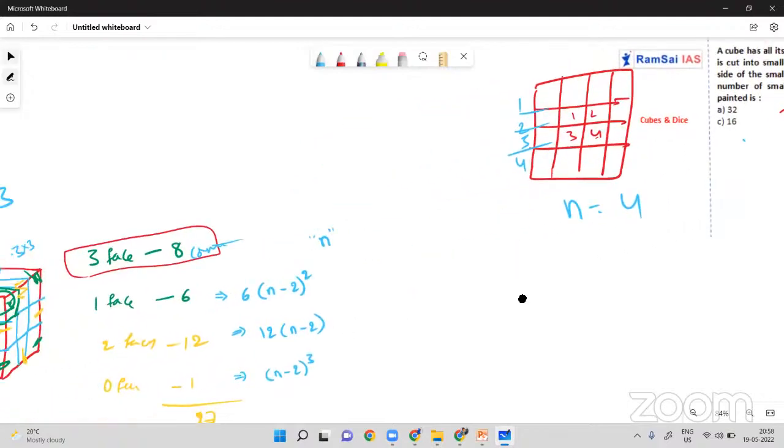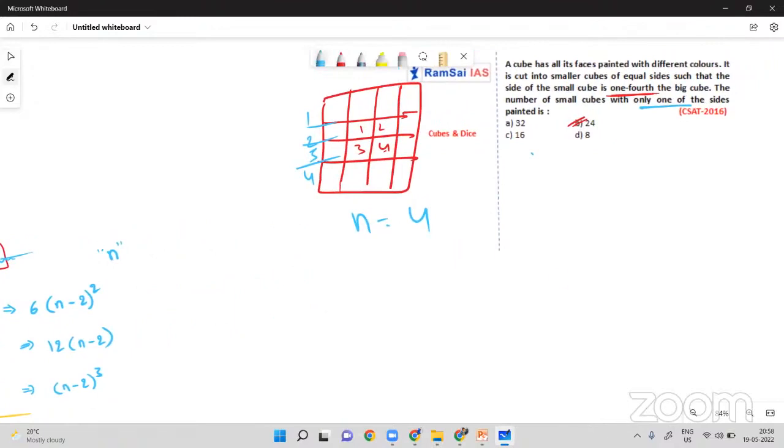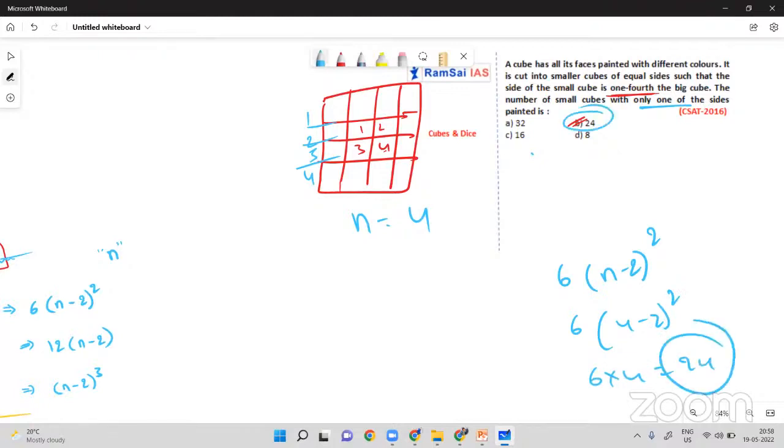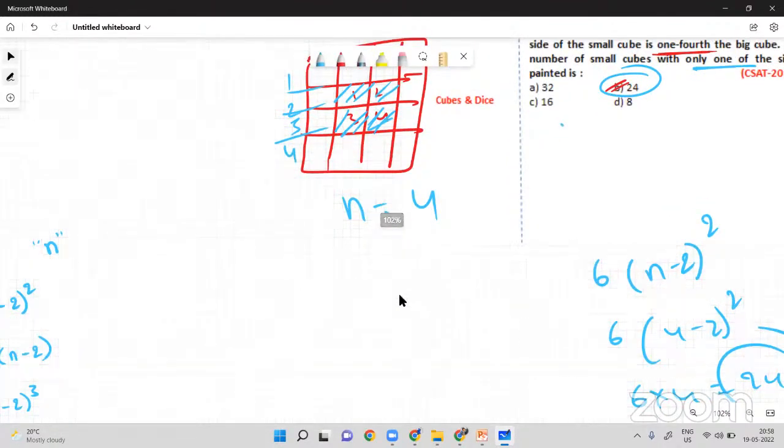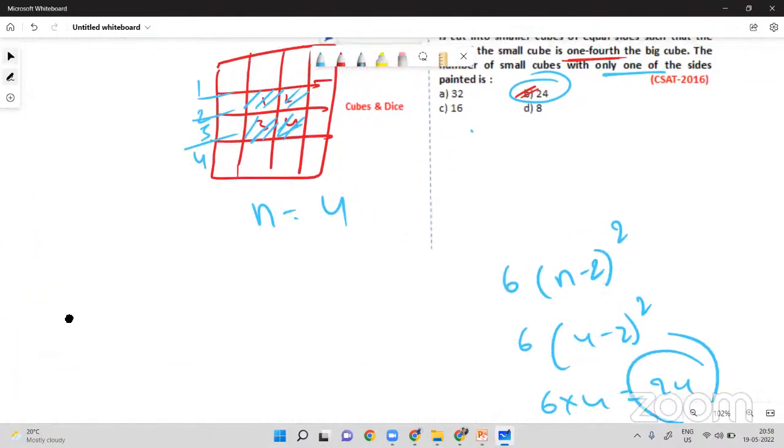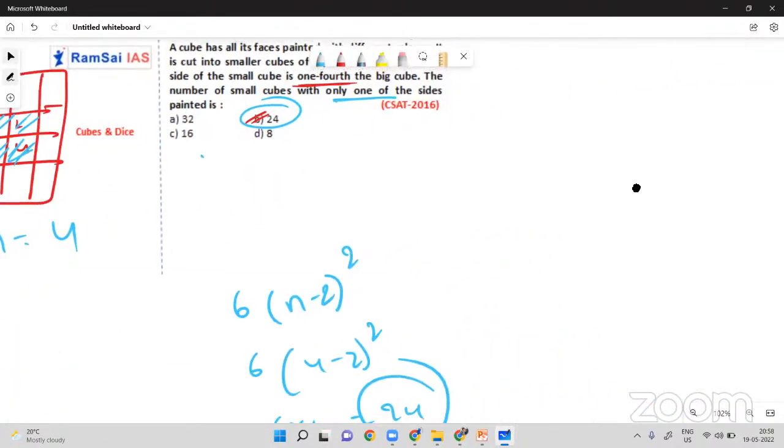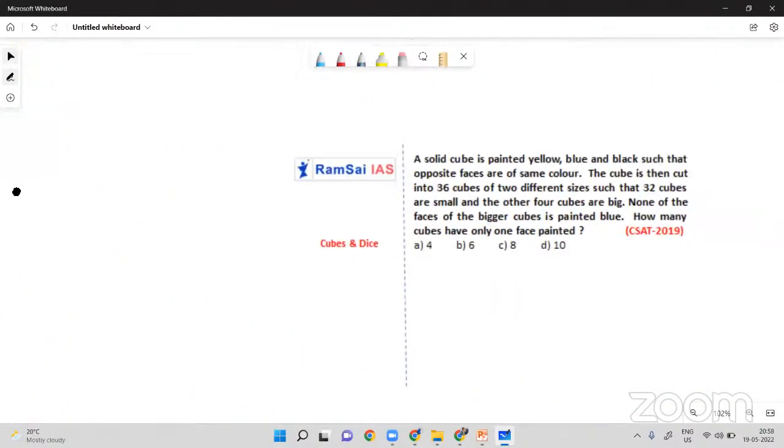What is the formula? 6 times (n minus 2) squared. With n equal to 4, 4 minus 2 is 2, 2 squared is 4, 6 into 4 is 24. I got the same answer with my imagination: 4 small cubes painted on a single side, and a total of 6 faces, so 6 into 4, 24 was the answer. But by using the formula also you got the same answer, right?